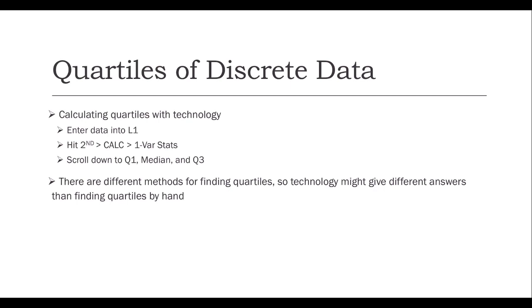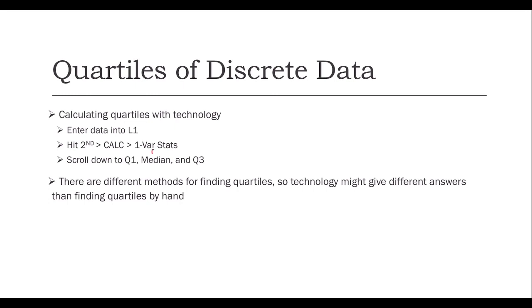So now we have our quartiles of discrete data. This is what I mentioned earlier with the calculator. You could scroll down and find your quartiles. To calculate your quartiles, you'd do the same thing as when you're calculating standard deviation. You would enter your data into L1, hit second calc, one variable statistics, and then scroll down to Q1, your median, and your Q3.